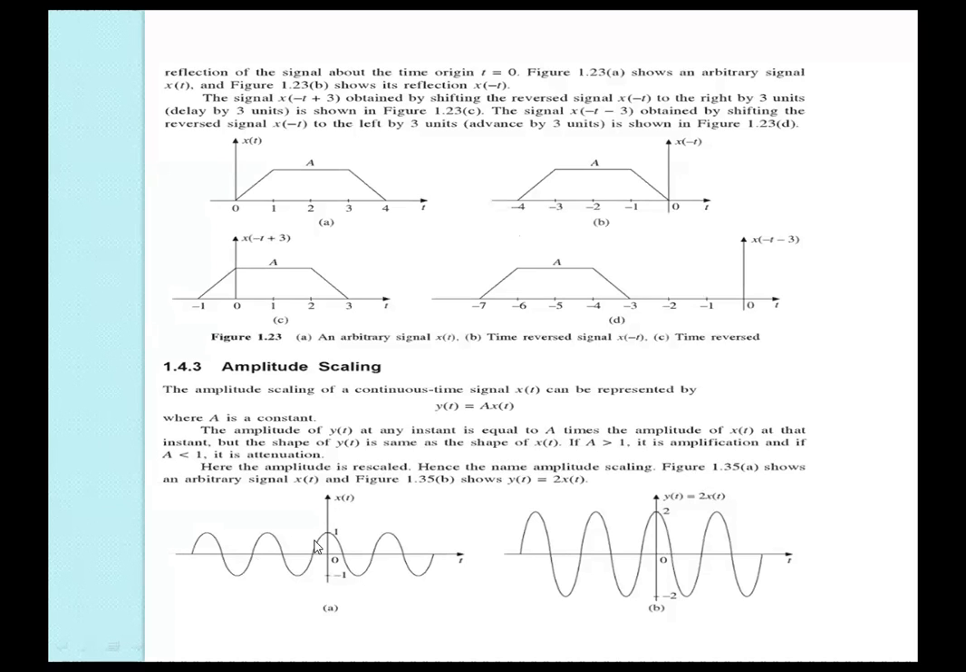So x of t is given here with an amplitude of 1 and minus 1. Whenever y of t is taken with a value of 2, it increases the amplitude in the positive and the negative directions. But there is no change in the frequency itself. So it is amplitude scaling.